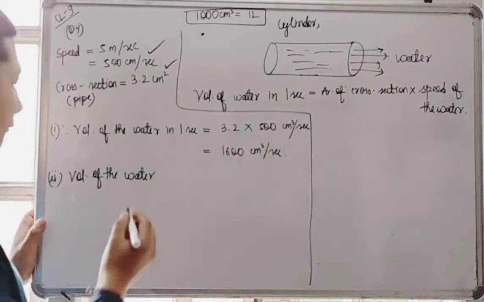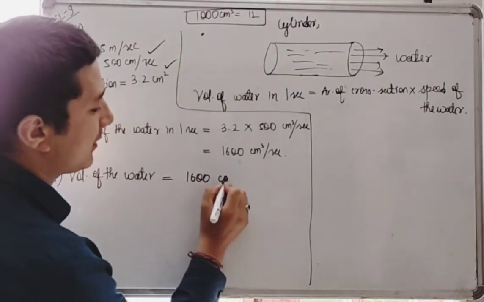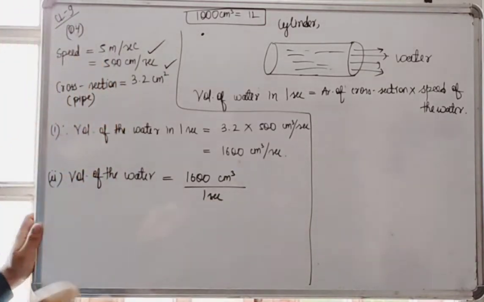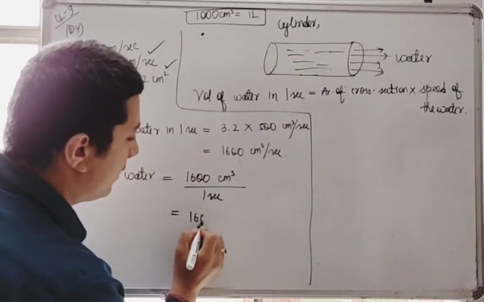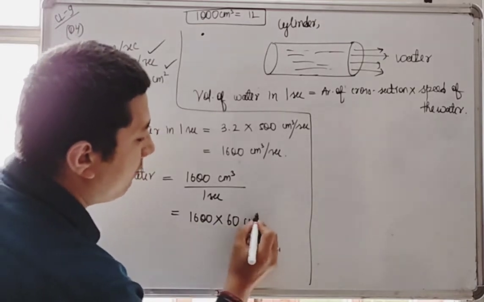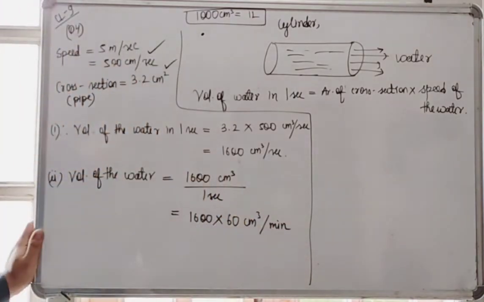Okay, so therefore volume of water, from here only we will make this 1600 centimeter cube divided by 1 second, isn't it? Now what is 1 second? 1 second means 1 by 60, 1 divided by 60 into minute. Okay, so therefore 1600 into 60 centimeter cube per minute. I hope this is clear to you.